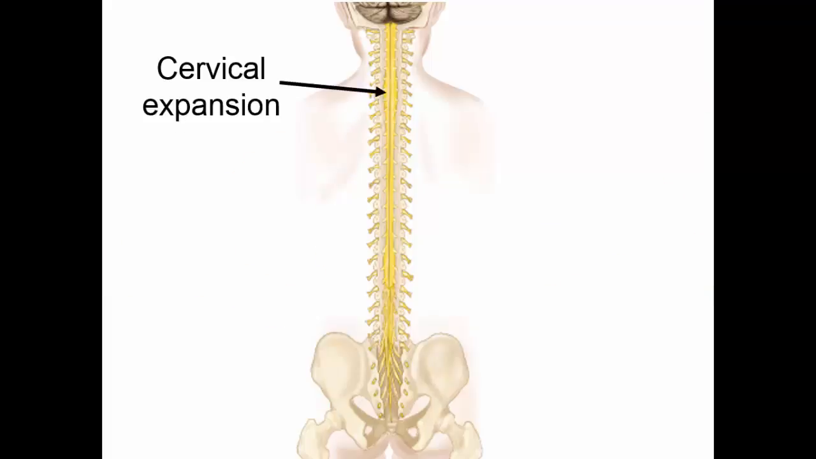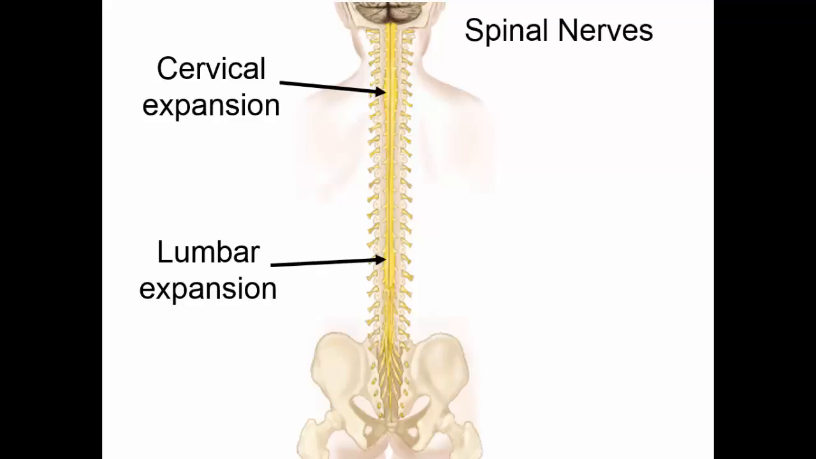As we look at the spinal cord, we see a couple of swellings. We have the cervical expansion and we have the lumbar expansion. Extra nerves come off here to go down the arms and the legs. There are 31 pair of spinal nerves. They're named for the area they come off of.